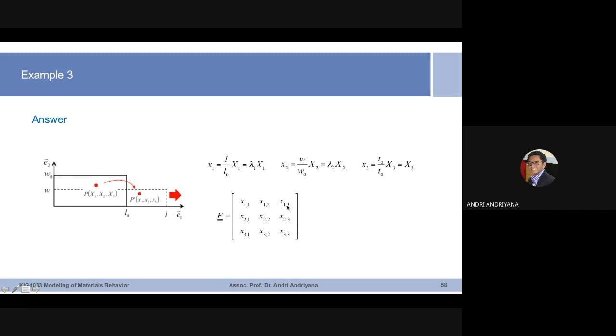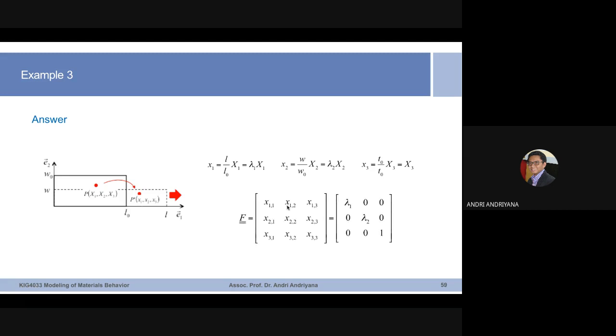If I do all of them one by one, then I can find that this is the deformation gradient tensor for this kind of loading. So these are the components: lambda 1, 0, 0, 0, lambda 2, 0, 0, 0, 1. I hope it is clear. Let me know if you have a question. Is there any question so far?